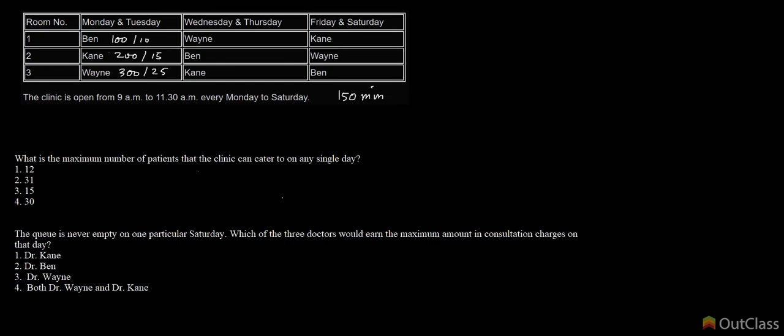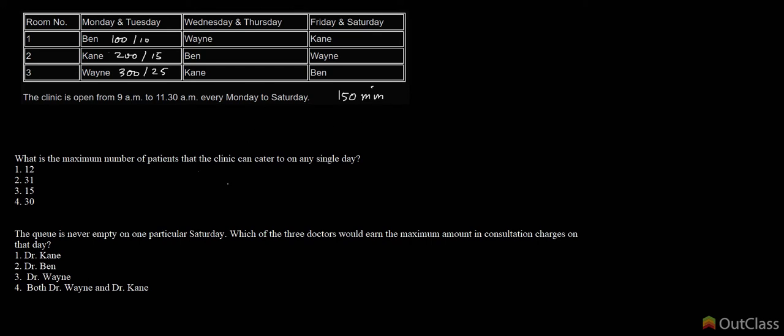Now this is a set where there is not much initial processing to be done. Each sub question has to be solved separately, and most of the important information I've taken in this table. The table gives the room numbers allotted to each doctor on each day, and I've just added the information regarding how much they charge and what is the duration of a session. Ben charges 100 rupees for a 10-minute session, Kane 200 rupees for a 15-minute session, and Wayne 300 for a 25-minute session. It is also given to us that the clinic is open for 2.5 hours, which is 150 minutes.